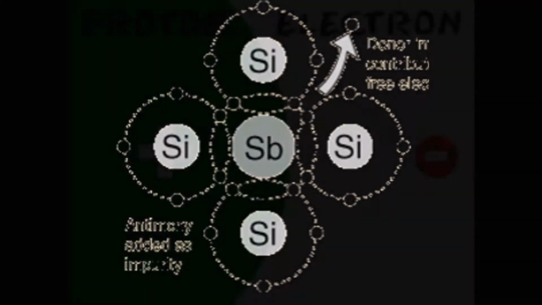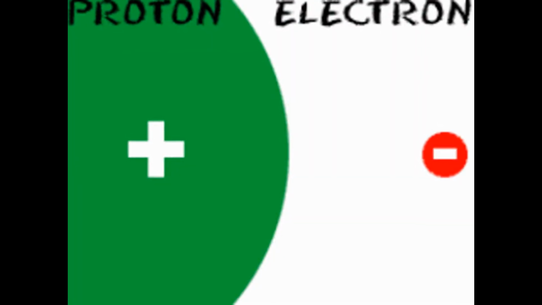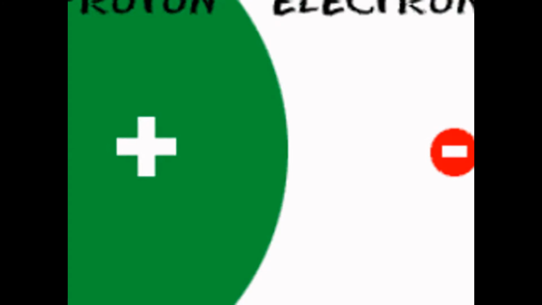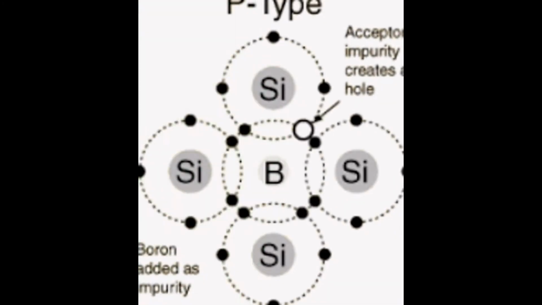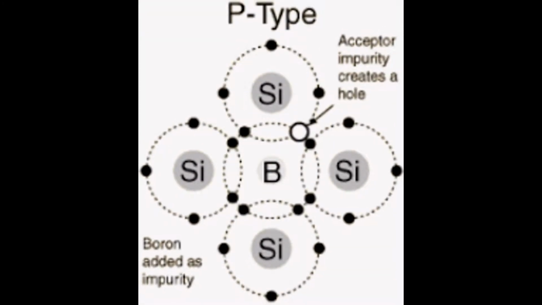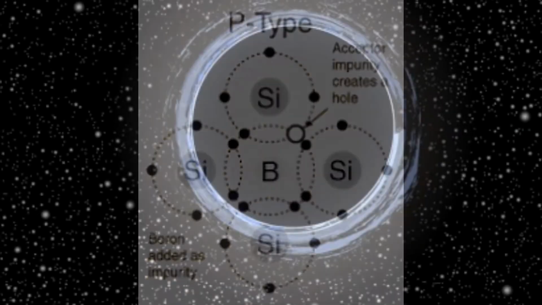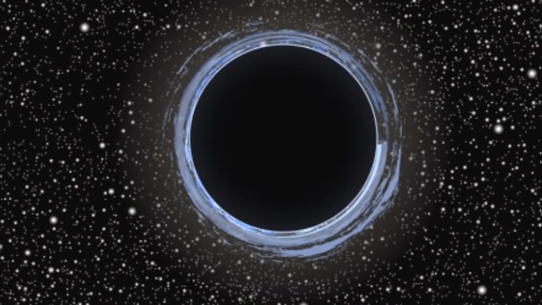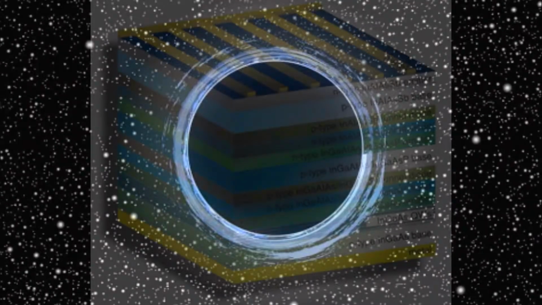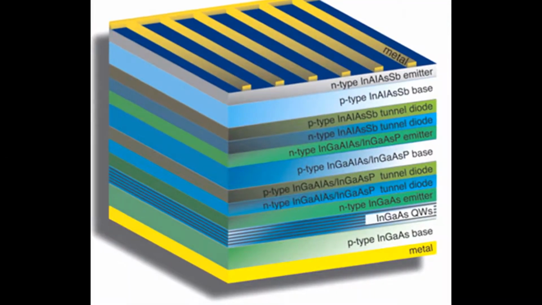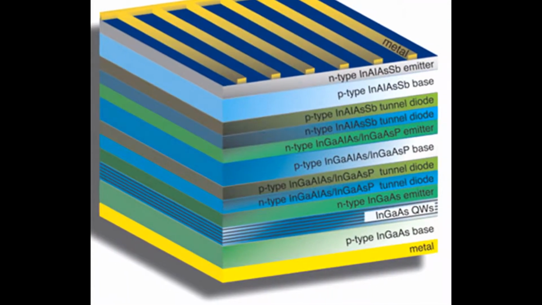The N-type, or negative semiconductors, are made when you add an element with extra electrons to conductors. And the P-type, or positive semiconductors, are made when you add an element with an electron hole. The layering of these types create a delicate control of flowing current.